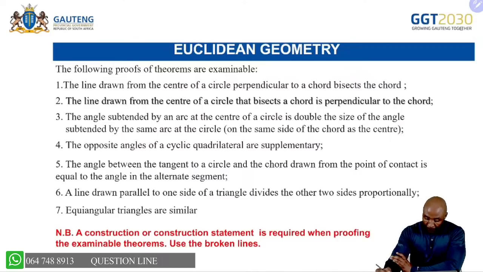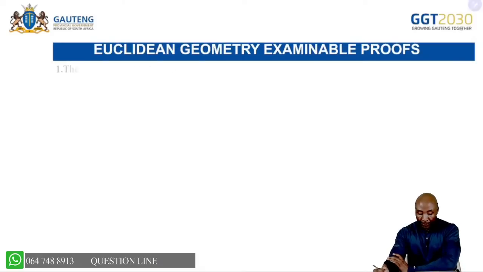Note that a construction or a construction statement is required when proving the examinable theorems, and we use dotted lines. You will realize that if you know the proof and there's no construction, it's 0 marks. Please make sure you show your construction on the diagram, or you write down the construction statement.